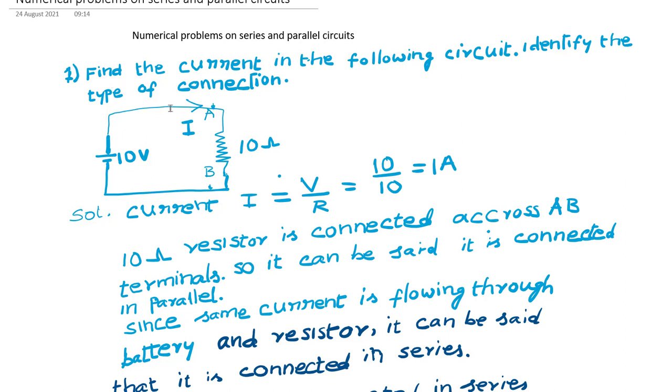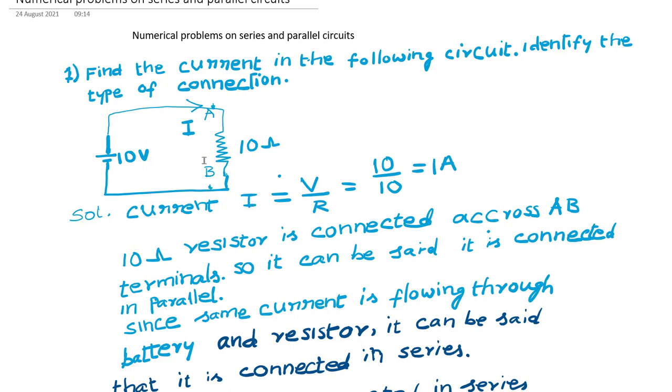First problem is find the current in the following circuit and identify the type of connection of the resistor. So here the supply voltage is 10 volts connected in series with the 10 ohm resistor like this. And the resistor terminals are named as A and B like this.